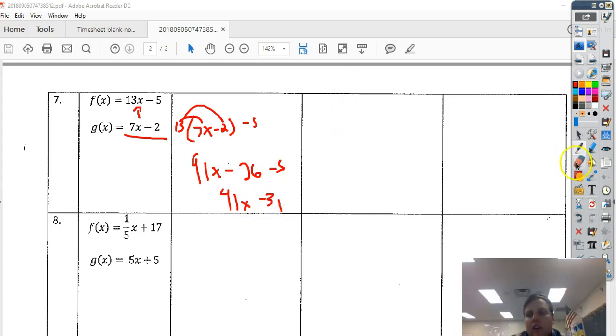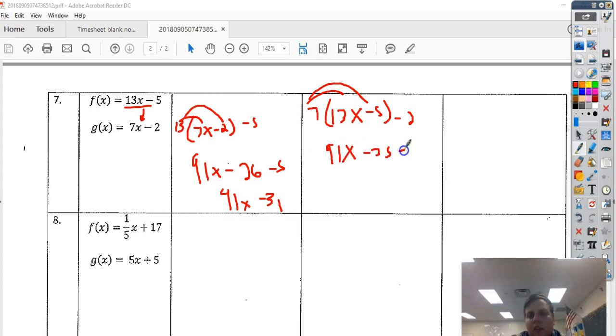And then in this one, they want us to go the other way. So rather than being g into f, they want us to take the f and put that into g. So then I can say 7 times 13x minus 5 minus 2. So once again, I distribute. So 7 times 13x is 91x again minus 35 minus 2. That gives me 91x minus, this was a 35, I know it's hard to tell, minus 37.